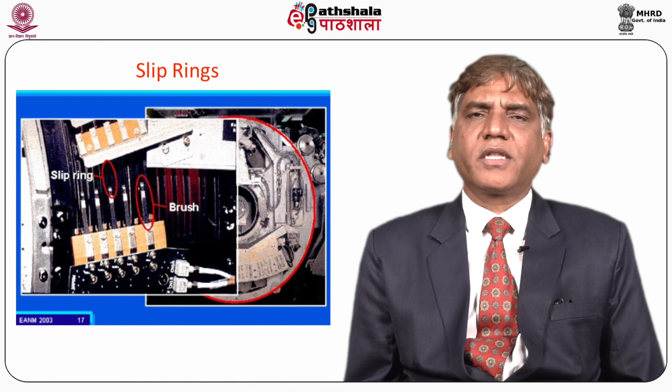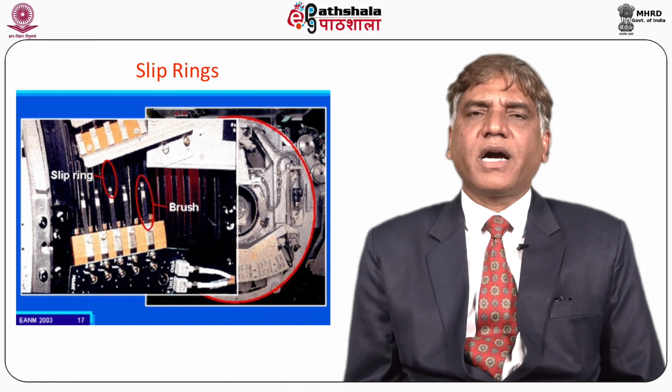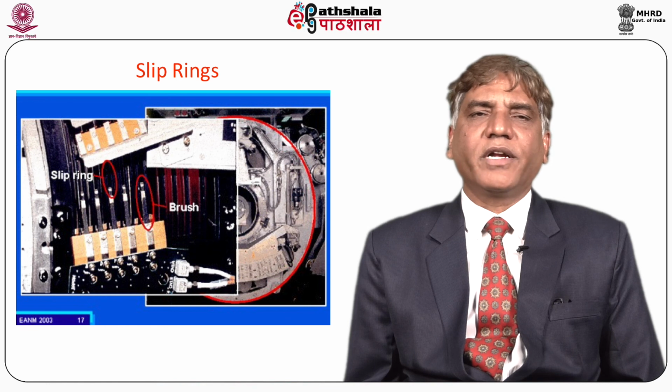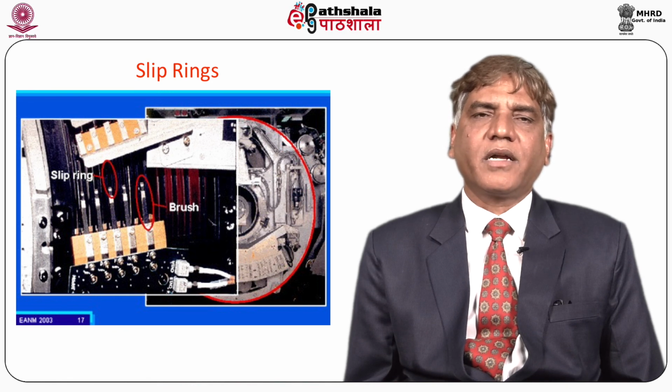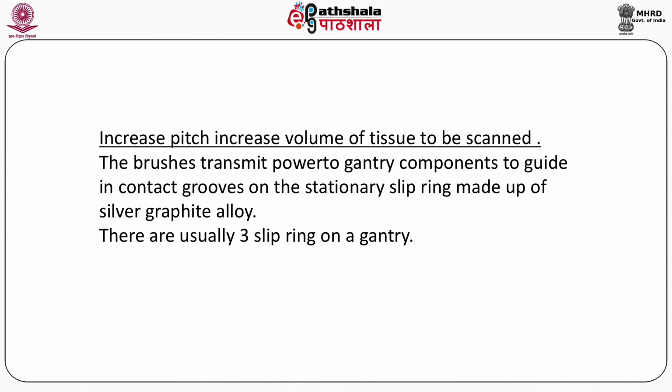Now let's see how the slip ring technology works. It allows the gantry to rotate continuously without interruption. There are 2 slip ring designs used in a spiral CT scanner. One is the disc and the other is the cylinder type. Disc design incorporates a ring parallel to the plane of rotation, and cylinder design has a conducting ring lying parallel to the axis of rotation. Now pitch is equal to the translational movement per gantry rotation divided by the slice thickness. Increased pitch increases the volume of tissue to be scanned.